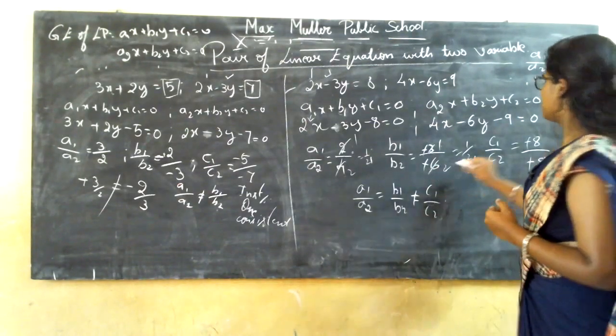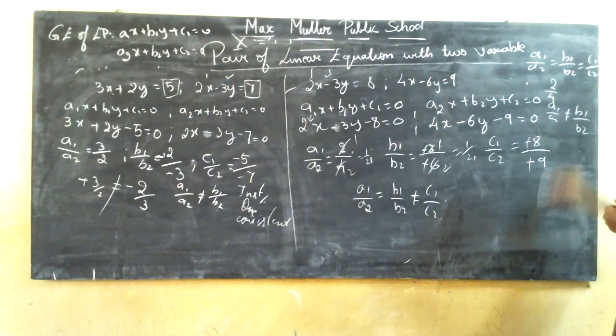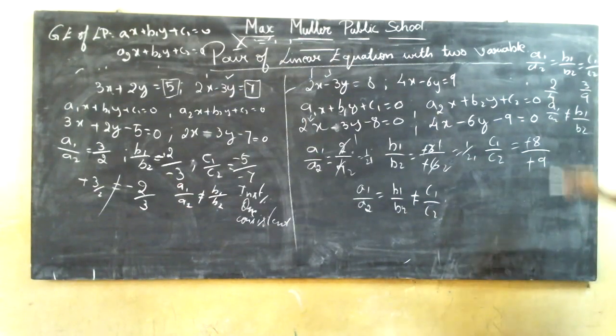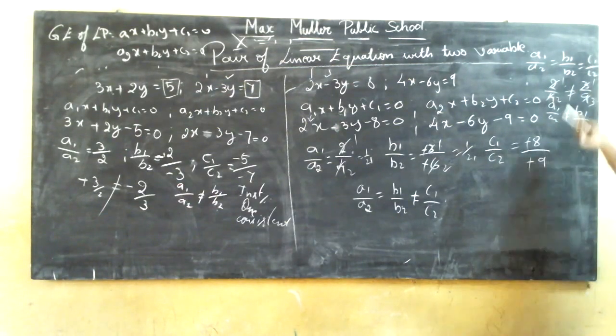Okay, see here, if this a1 by a2 value is 2 by 4 and b1 by b2 value is 3 by 9. If I simplify, what do I get? 1 by 2 I get, and 3 ones are 3, 3 threes are 9, I get 1 by 3. So I get 1 by 2 and 1 by 3. At that time, I can say it as not equal. Instead of simplifying, I can directly say it as not equal.